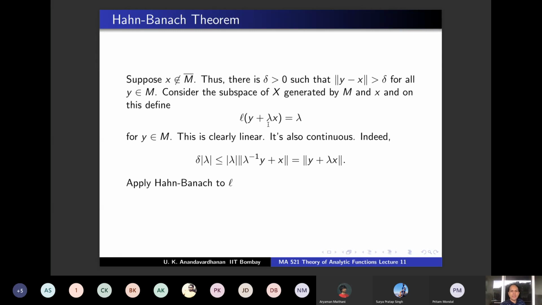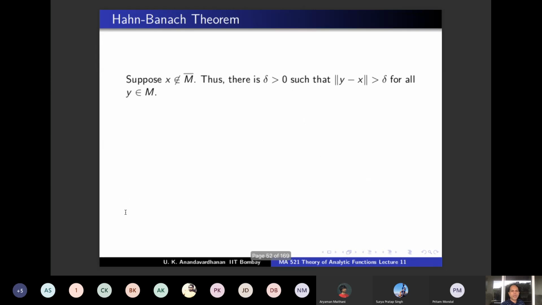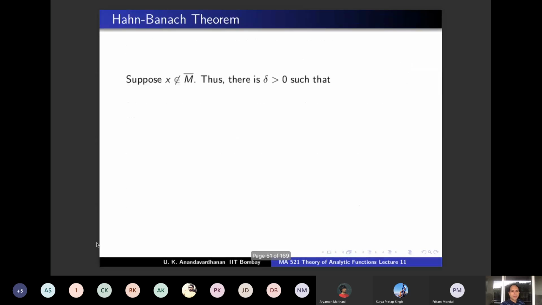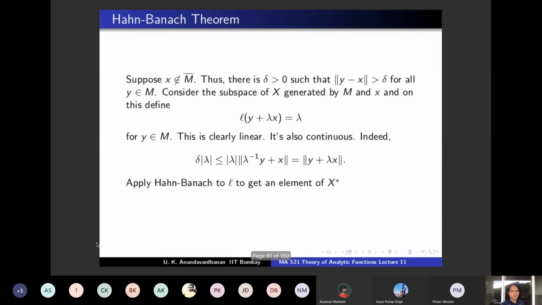And what is the value at X? The value at X is 1. So apply Hahn-Banach to get an element of X star, meaning continuous linear functionals on X, which is 0 on M and 1 on X. That's what we wanted to show, that if you take X outside M bar, I can take a continuous linear functional on X, which is 0 on M and non-zero on X. We are showing it as actually 1 on X, therefore it's non-zero. So this is shown. Okay, M bar is actually this. This is what we will use in the proof of Runge's theorem. That's one ingredient. Okay, I hope this is clear.